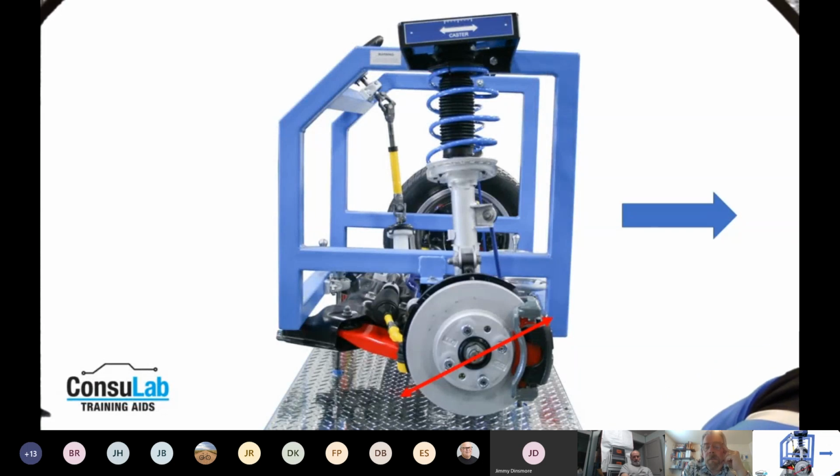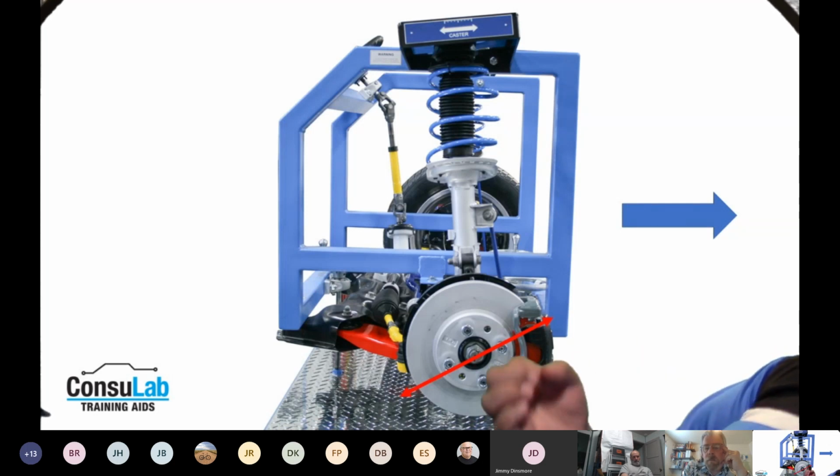Looking at this, we talked yesterday about SAI causing the steering wheel to return to center, and we have a similar effect with caster. As we rotate the wheel, and again, this should be more of an arc, but 2D, if we turn the wheel to the left in this case, the tip of the spindle is going to rise up, which would lower that side of the car. Or if we turn the vehicle to the right, the spindle is going to go backwards and lower the tip of the spindle, which is going to raise the body of the car.